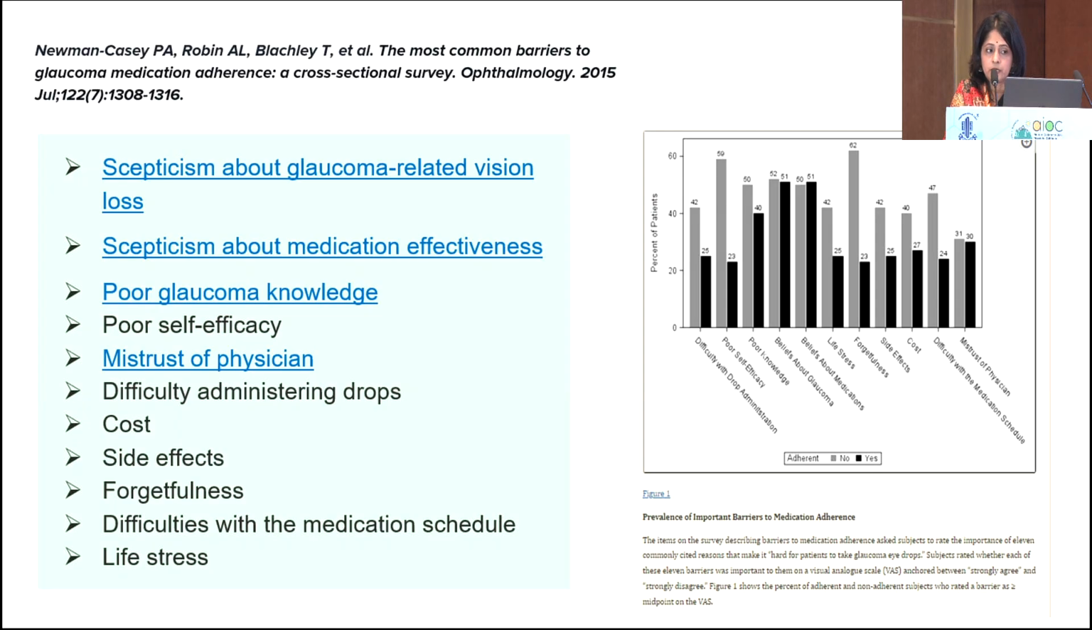if we strategize accordingly. Look at this study by Newman Casey, who looked into the most common barriers to glaucoma medication adherence. So the listed causes are skepticism about glaucoma-related vision loss, skepticism about medication effectiveness, poor glaucoma knowledge, poor self-efficacy, mistrust of the physician, difficulty administering drops, cost, side effects, forgetfulness, and so on.